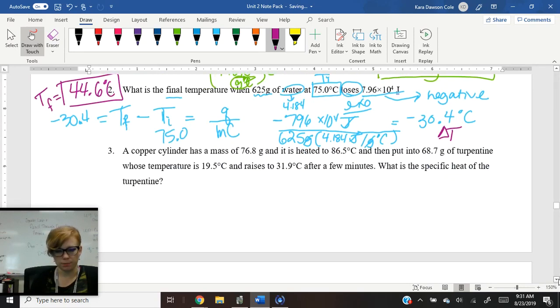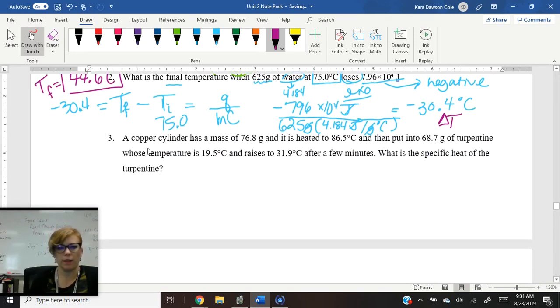The last one has a couple of different things here. I've got copper, and I've got a mass of 76.8, and this is heated to 86.5 degrees Celsius. So this is all copper. And then I also have 68.7 grams of turpentine. So this is a different substance, right? And this is my initial temperature of 19.5.